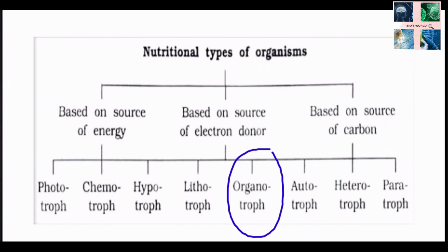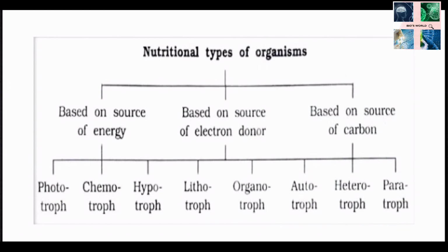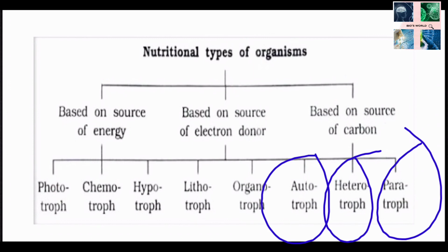Next is about organotrophs. These bacteria can generate their reducing power from oxidation of various organic compounds. Next, classification on the basis of carbon sources. In that case, bacteria also possess characteristic differences in their requirement of substances which are used as a source of carbon in their nutrition. Accordingly, they can be classified into three categories, that is autotrophs, heterotrophs and paratrophs.